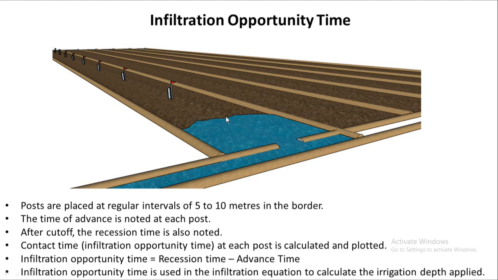Now infiltration opportunity time will be used in the infiltration equation to calculate the irrigation depth applied. We will use this infiltration opportunity time as T in our Kostiakov's infiltration equation, Z equal to KT raised to A, and there T will be equal to infiltration opportunity time. It will give us the irrigation depth.